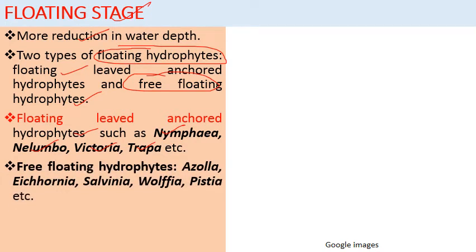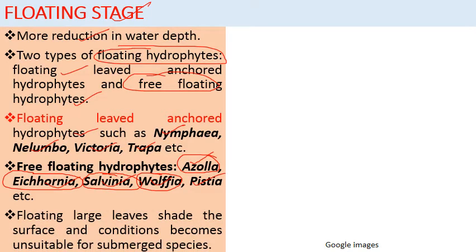The next category is free floating hydrophytes. इसमें हमारे पास ऐसे hydrophytes आते हैं जो freely float करते हैं on the surface of water body. It includes Azolla, Eichhornia, Salvinia, Wolffia and Pistia. So Azolla is a pteridophyte which is the smallest pteridophyte, and then Salvinia is again a pteridophyte, also known as water fern. Wolffia is the smallest angiosperm, and Eichhornia is commonly known as water hyacinth and also known as Bengal terror.